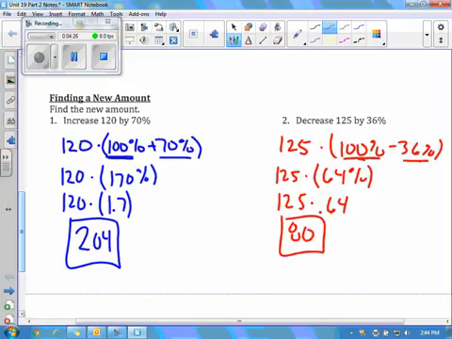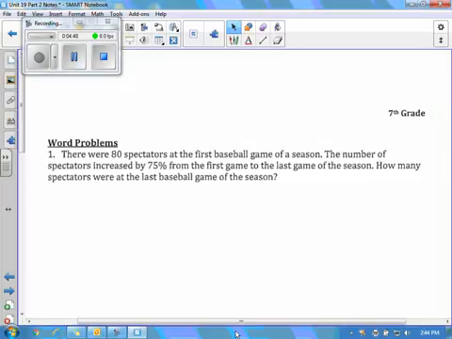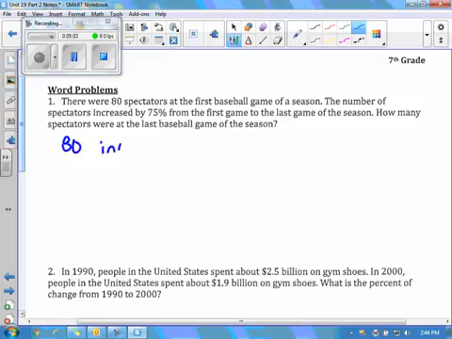Okay, now if you think about this, it also makes sense. I'm decreasing it, so my number needs to be lower. I'm decreasing it by a little less than half, so 80 would make sense there. If you flip over to the back side, there's a couple word problems here. The first one says there were 80 spectators at the first baseball game of the season. The number of spectators increased by 75% from the first game to the last game of the season. How many spectators were at the last baseball game this season? So we had 80. We're going to increase that by 75%.